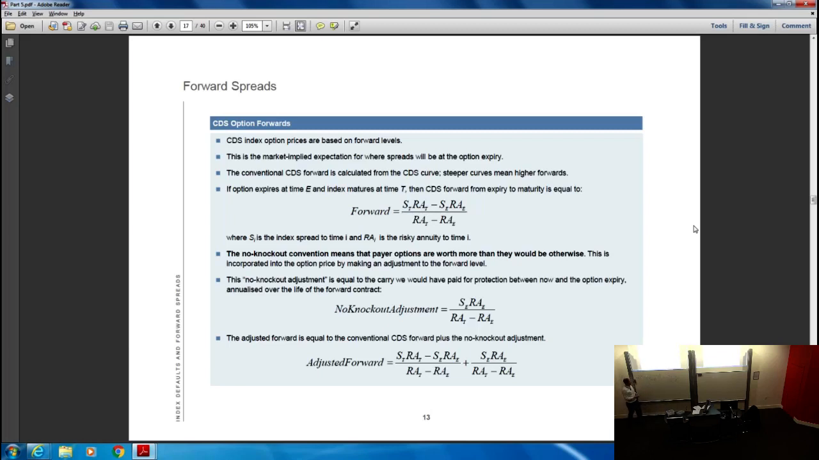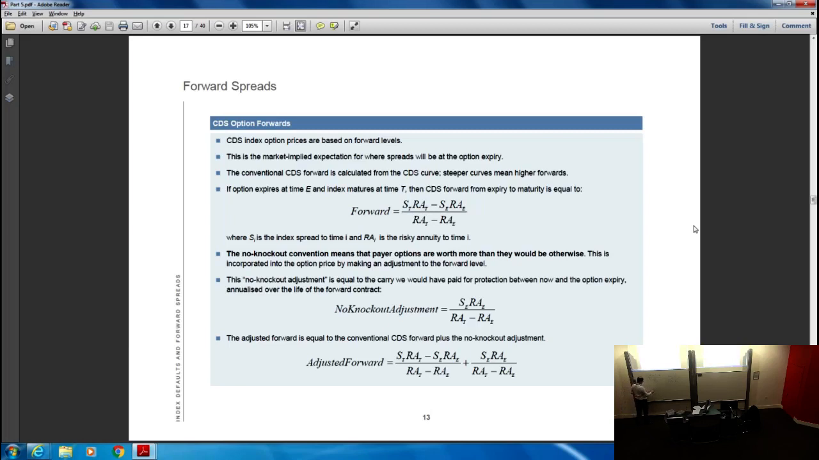All right. So what can we now do? Well, we can now cancel this bit with this bit. Okay, and what we're going to be left with is the longer spread times the annuity, divided by the risky annuity to T minus the risky annuity to our shorter 3-month option expiry, whatever that's going to be. We can then do a little bit of rearranging.